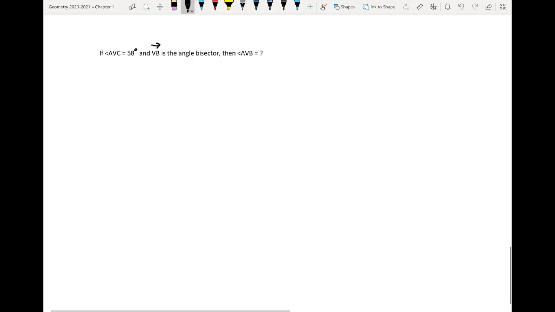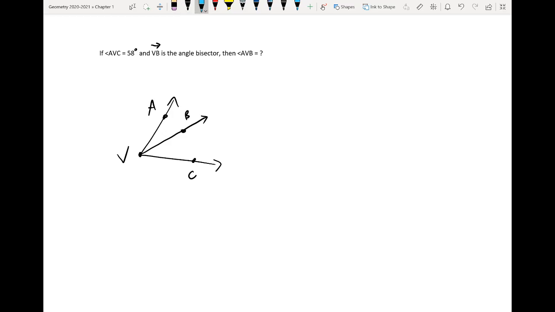So think about what we have here, right? It's saying AVC, which is an angle, so let's create angle AVC. A, we know that V is the middle letter, so therefore it's our vertex. And C. And then we have VB as an angle bisector. So let's go ahead and cut that guy in half. It's ray VB, so we know V is that endpoint, and we know that B is going to be on that ray. So there we go.